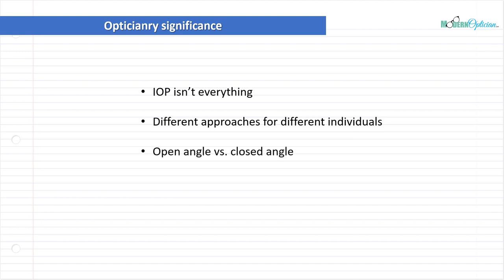Open angle versus closed angle, understand the difference. Open angle is a degenerative kind of condition, okay? Closed angle is an urgency, okay? Now, you won't be treating the urgency. However, you have to understand why this is extremely important. If the angle is completely pinched off and intraocular pressure increases rapidly, this could be extremely painful. It will be extremely detrimental to vision, and it could lead to optic nerve death and blindness. So it's very, very important to be treated immediately.